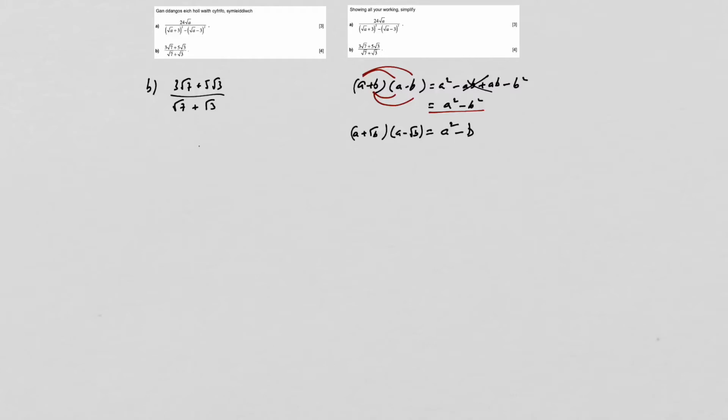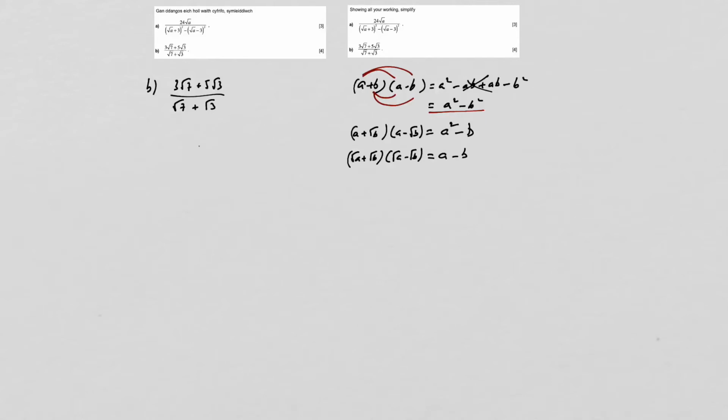And finally, if we have root a plus root b times root a minus root b, then we know we've got the difference of two squares, so it's the first one squared, root a squared is a, and the second one squared, root b squared is b. And this saves a lot of time and bother, and in the end, potentially mistakes.